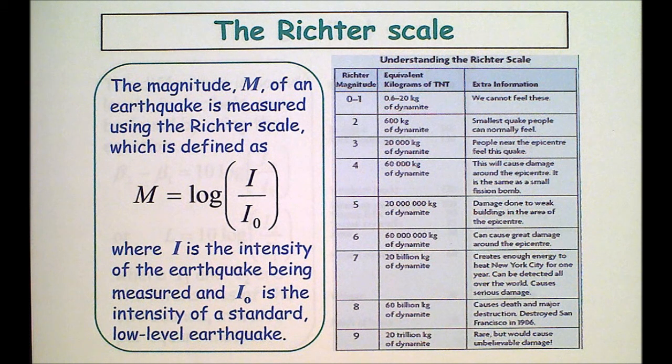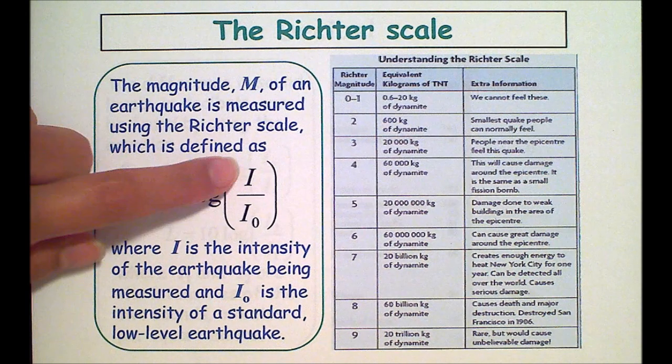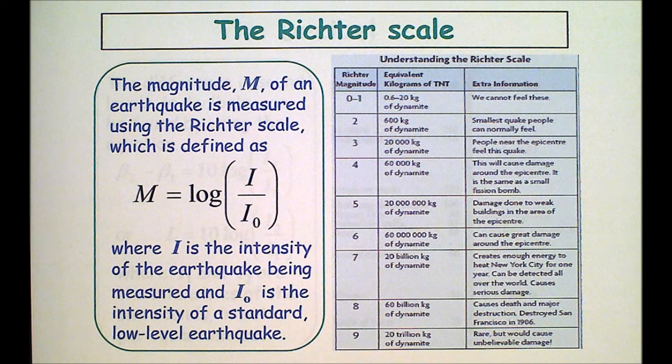Okay, the Richter scale is the second logarithmic scale that we're going to be looking at. So the magnitude M of an earthquake is measured using the Richter scale, which is defined as M equals log of I over I naught, where I is the intensity of the earthquake being measured and I naught is the intensity of a standard low-level earthquake.